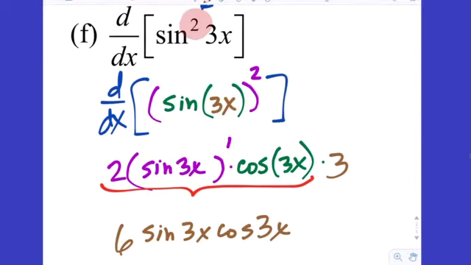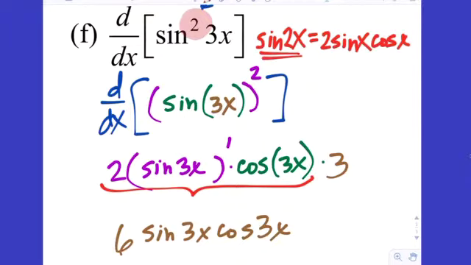That's something y'all are supposed to know. Remember, sine of 2x is equal to 2 sine x cosine x. That's the double angle identity for sine. And it doesn't always have to be x. It could be blob. So 2 sine of blob cosine of blob is equal to sine of twice the blob.